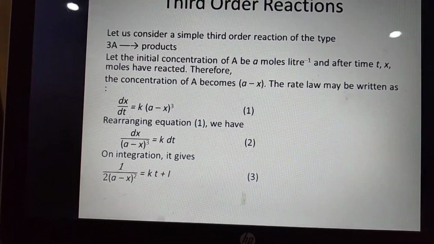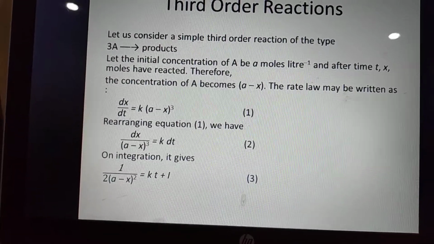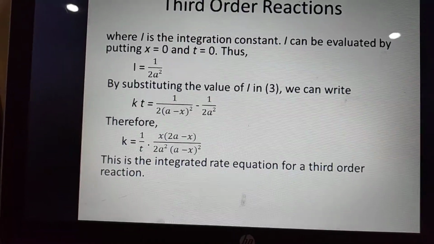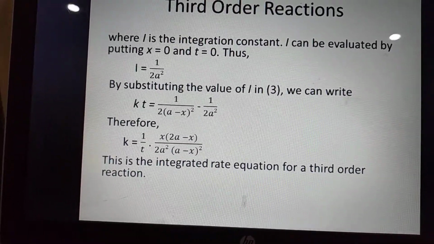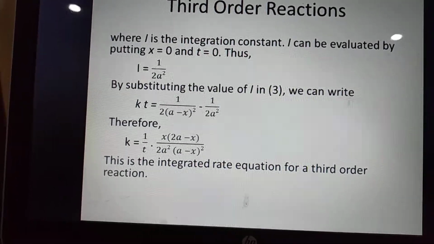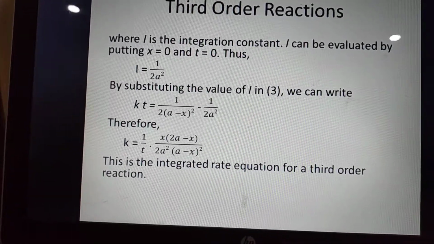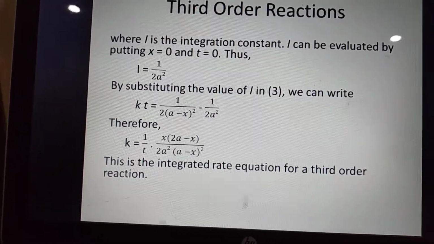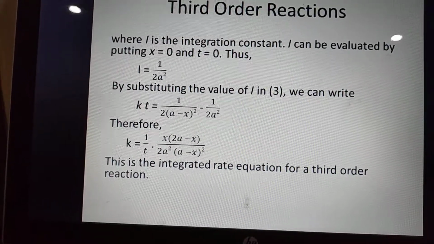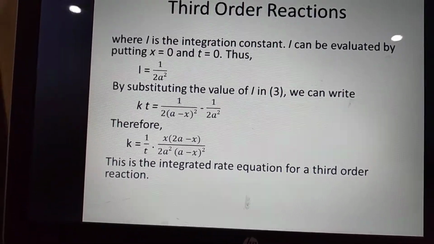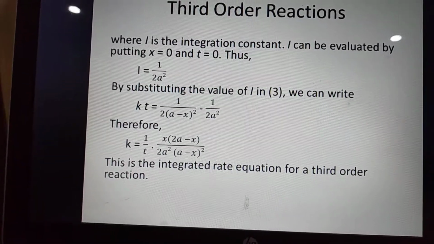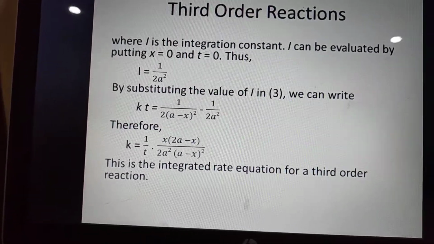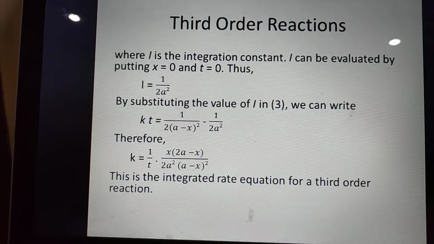On integration, it becomes 1 over 2 into (A minus x) squared is equal to kt plus I. I is the integration constant, and I can be evaluated by putting x equal to 0 and t equal to 0. I is equal to 1 over 2a squared. By substituting the value of I in equation 3, we can write kt is equal to 1 over 2 into (A minus x) squared minus 1 over 2a squared. So therefore k is equal to 1 over t into x(2a minus x) over 2a squared (A minus x) squared. So this is the final integrated equation for the third order.